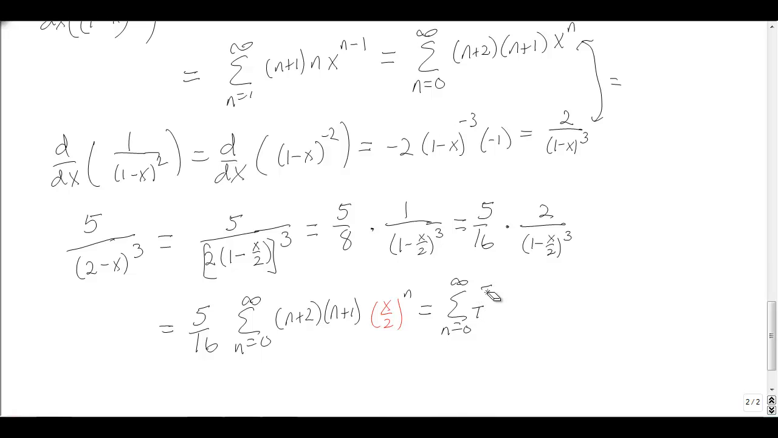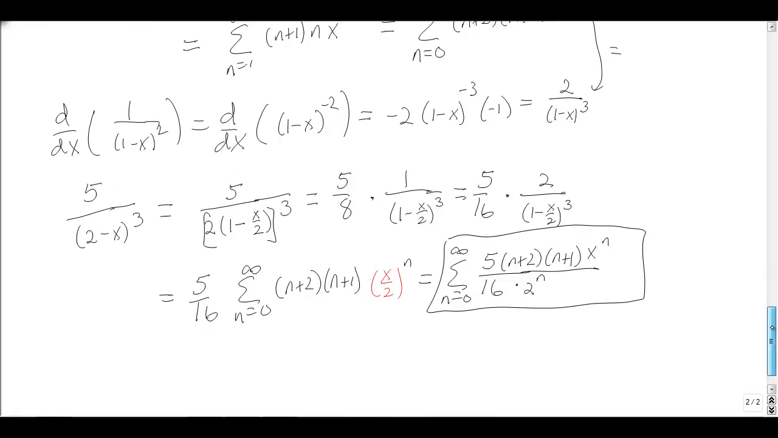5/16. Let's just write it this way. You get a 5 on top, 16 on the bottom. The n plus 2 and n plus 1 are on top. Let's see, we'll get an x to the n on top, and you'll get a 2 to the n on the bottom. So I could leave this here.